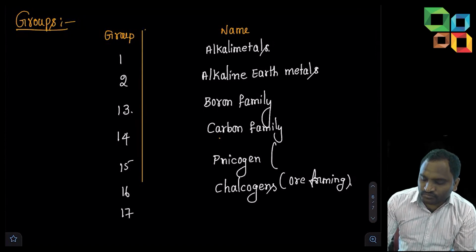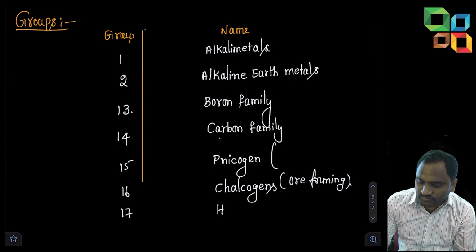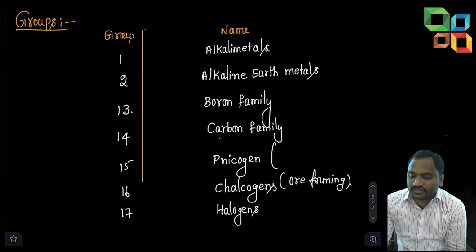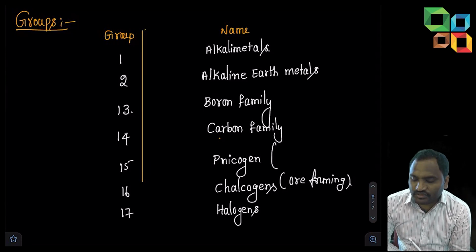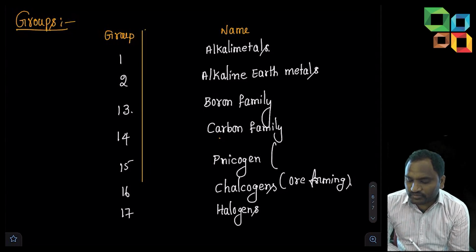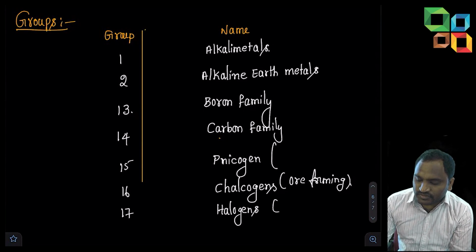17th group, halogens. Salt generators. What does halogen mean? Salt generators.